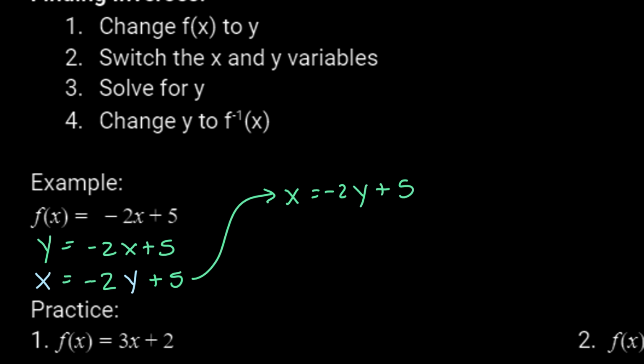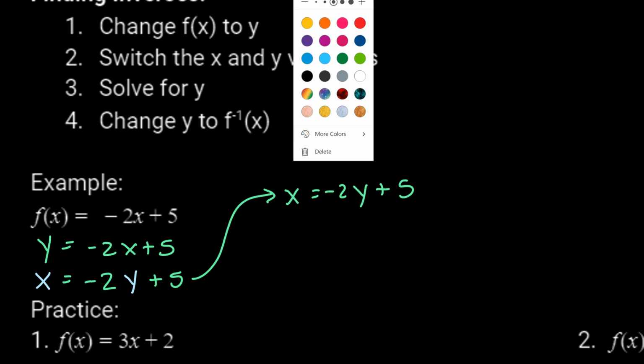So we're taking a function and trying to find the inverse function. What do you think we need to do from here? Is this how a normal equation looks? X equals negative 2y. What do you think we need to do? Get y by itself. So how do I do that? Subtract 5. Yeah, you subtract 5.